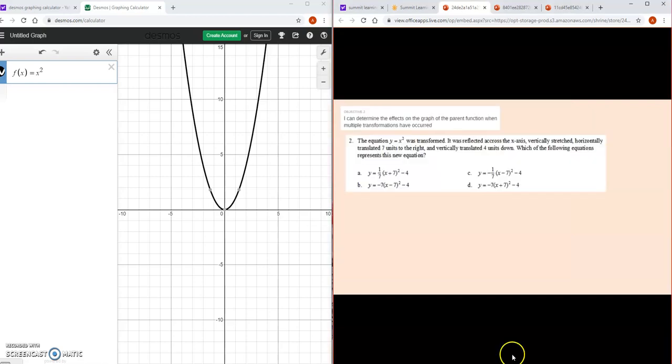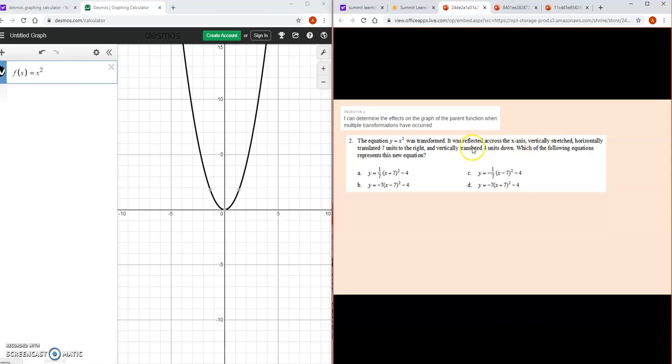Okay, last and final example for objective 3. This parent function was transformed. It was reflected across the x-axis, vertically stretched, horizontally translated 7 units to the right, and vertically translated 4 units down. Which of the following equations represent this new equation? I would suggest using Desmos and seeing what happens, but then let us go ahead and just answer this based off of our algebraic knowledge.